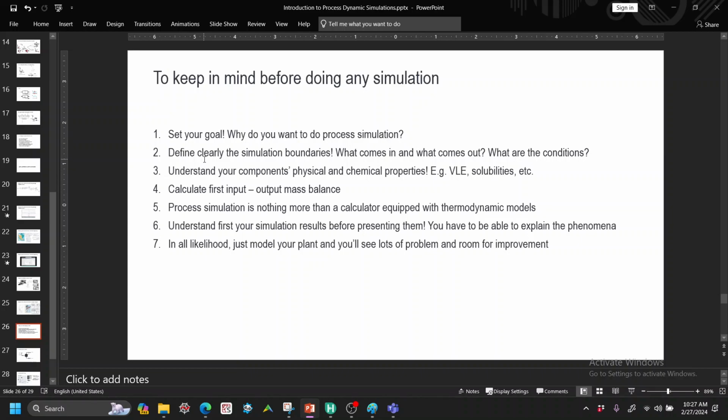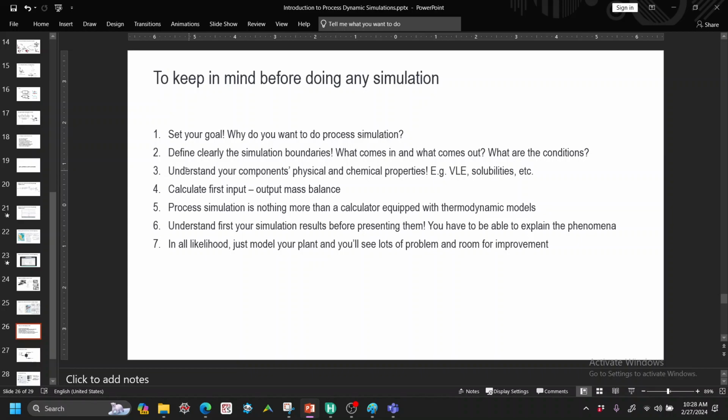And then you need to define the simulation boundaries, what's coming in, what's coming out, conditions. So you have your raw materials, right? How is it coming into your plant? I mean, in which state? Room temperature, ambient, untreated or whatnot, and then your products, how do you want them to be sold? What is the purity level, what is the flow rate, and what's the temperature? Those are the things you need to think about and define.